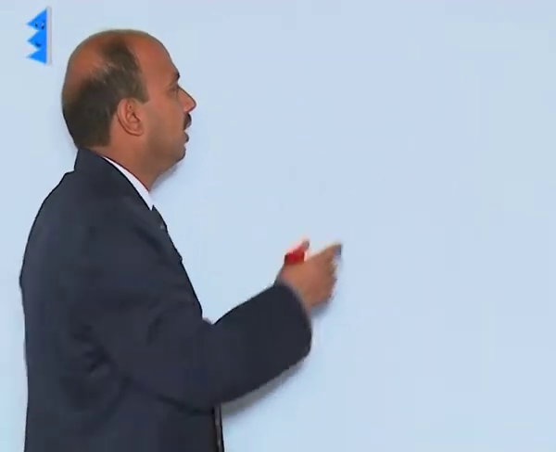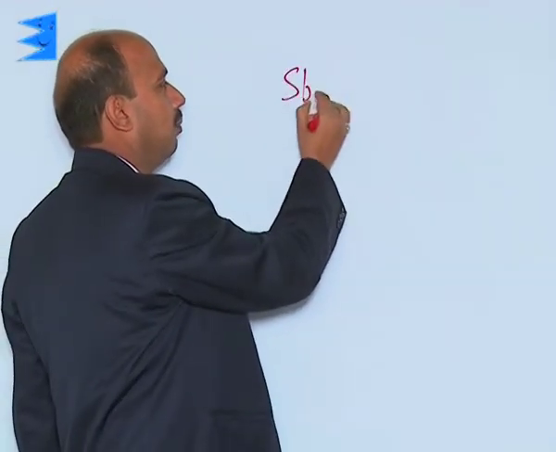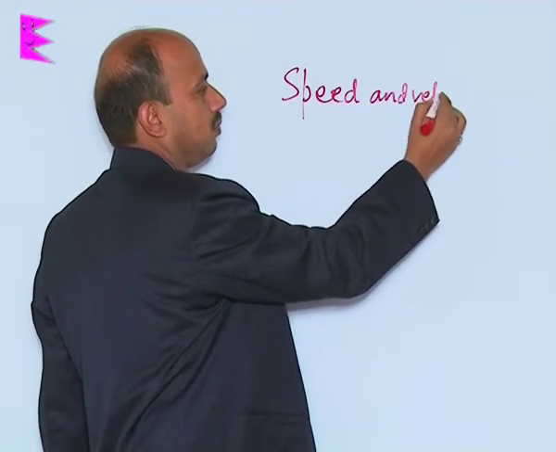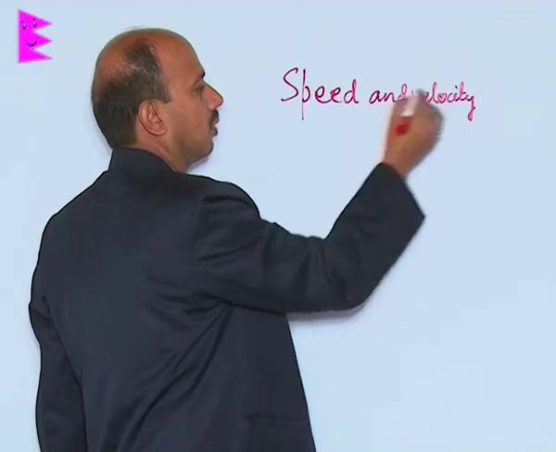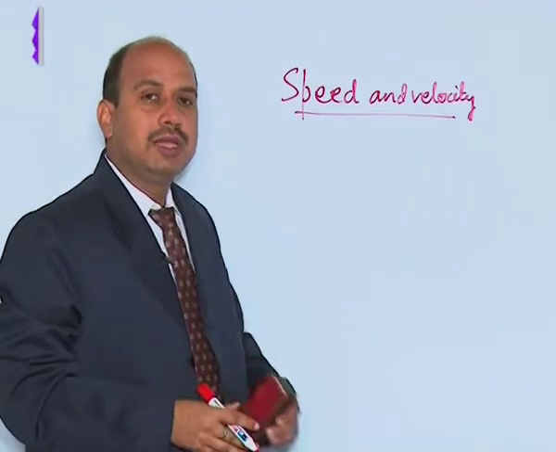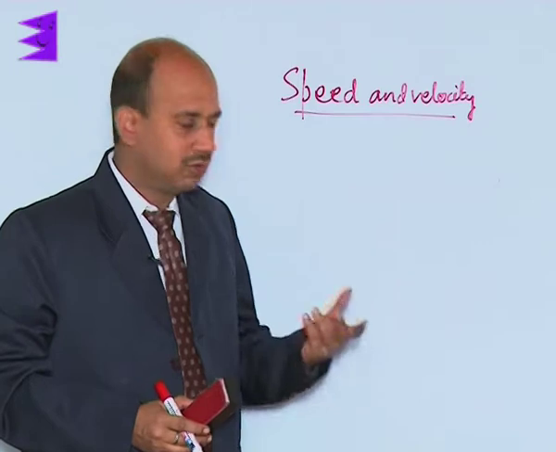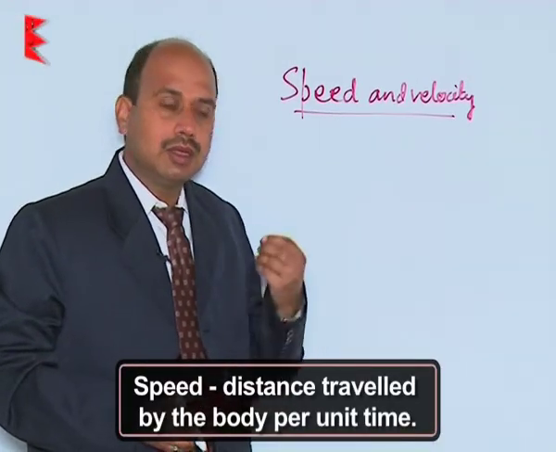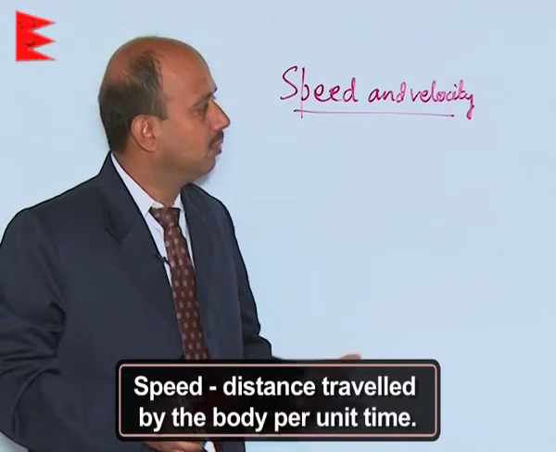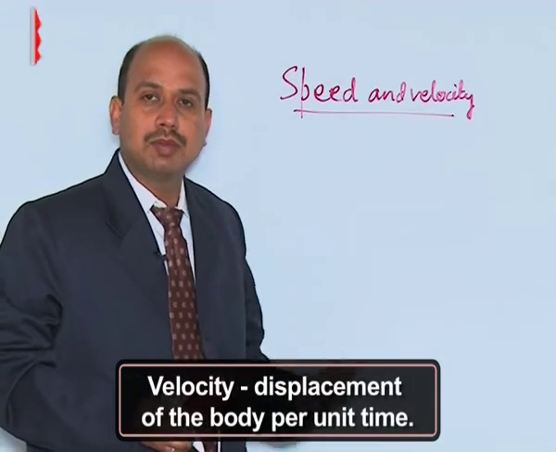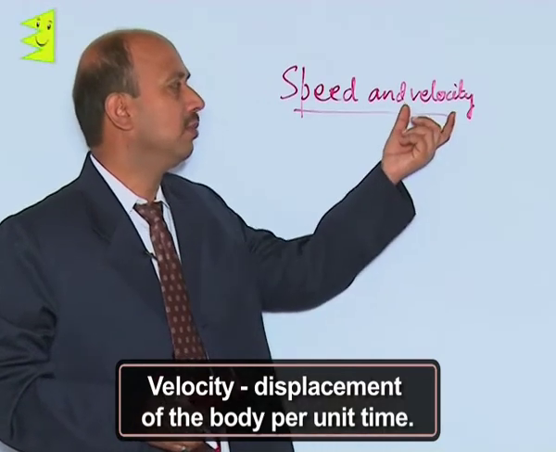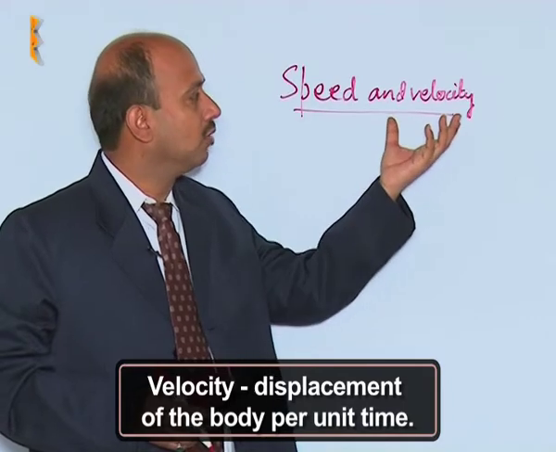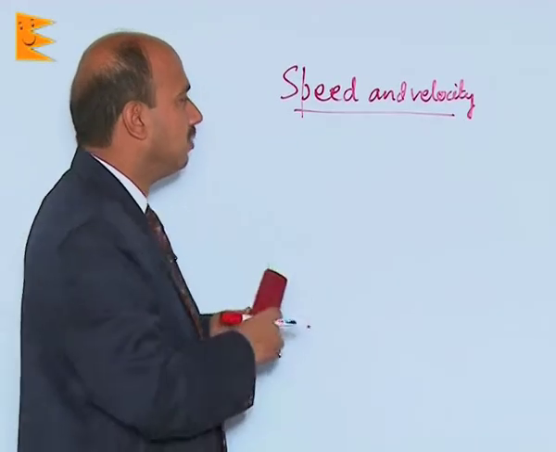So, after this rectilinear motion, now I am coming to the main point, that is called speed and velocity. What do you mean by speed? What do you mean by velocity? See here, speed is the distance travelled by the body per unit time. Similarly, velocity is the displacement of the body per unit time, or you can say simply the rate of change of displacement in unit time is known as velocity. So, both have the same unit.